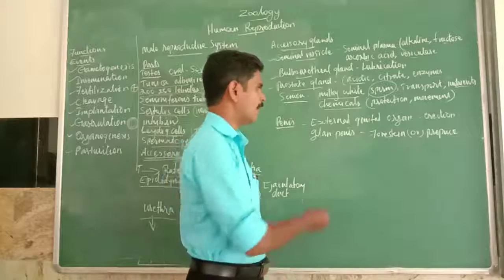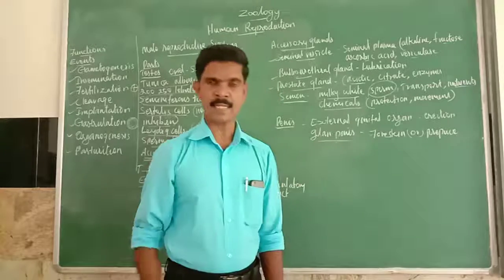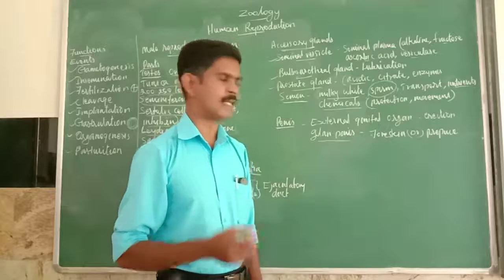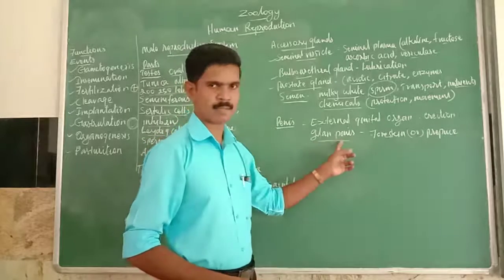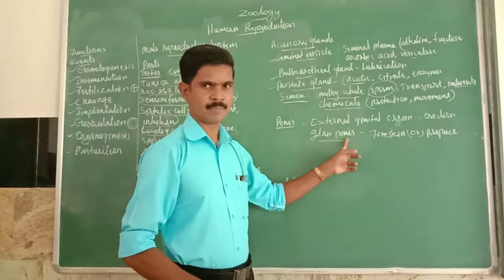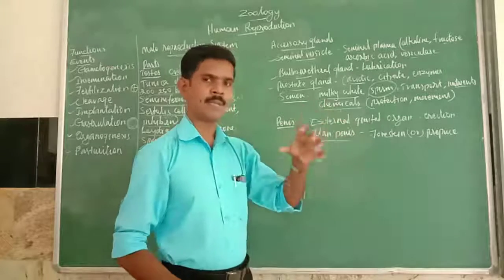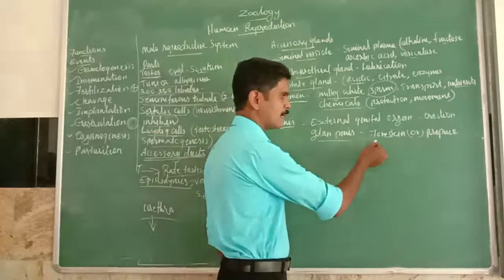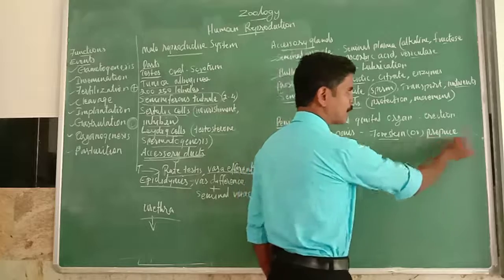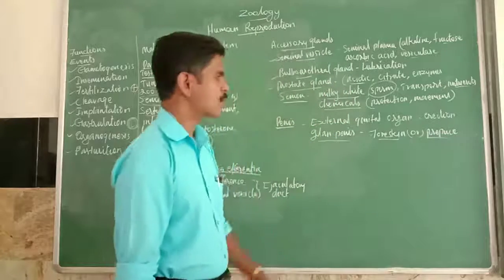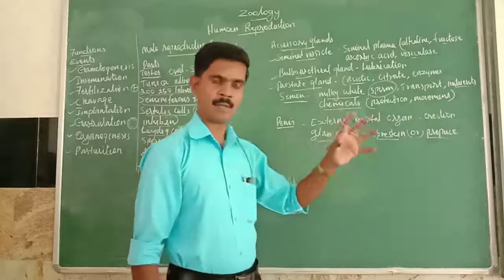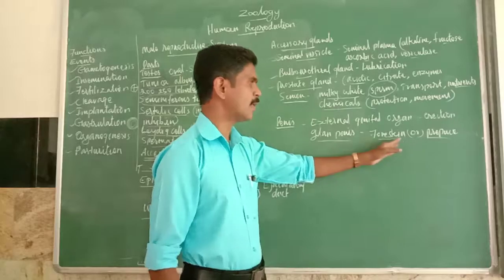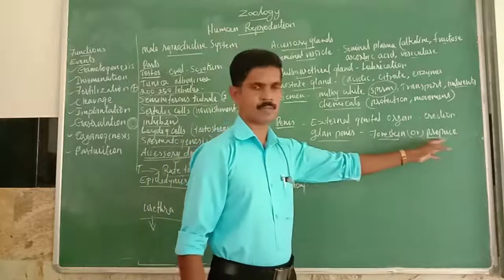Then at the end of the penis, a small swelling is there. That means the enlarged portion of the penis is called the glans penis. This enlargement at the end of the penis is covered by a folded skin. The name of this folded skin is foreskin, or prepuce.